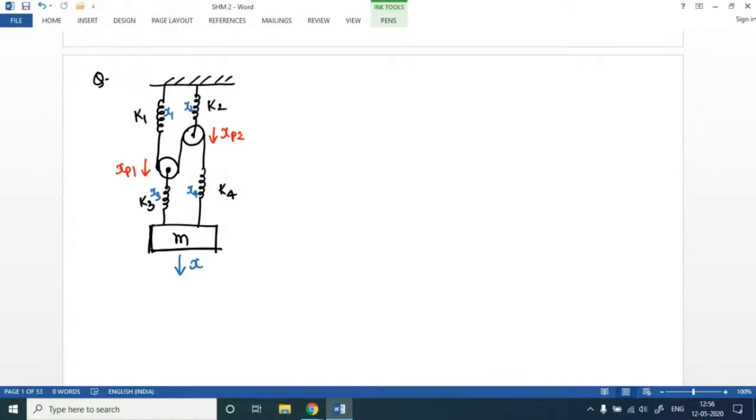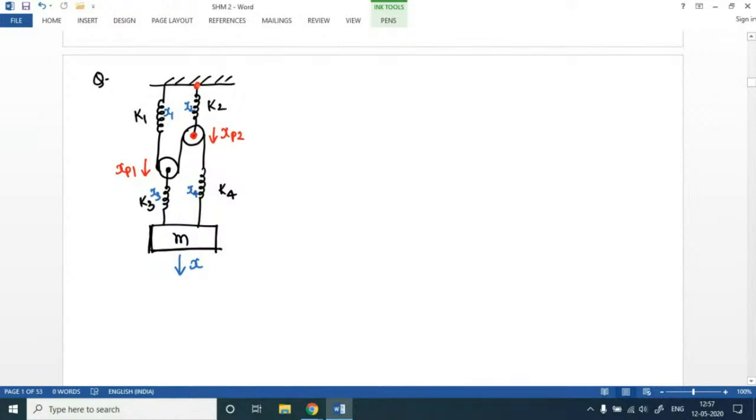Okay, so string constraint relationship you are familiar with writing most of the time. Net change in the length of the string, you equate it to 0. But in case of a spring, the net change in the length of the spring due to the movement of different points will not be equal to 0, but will be equal to the net elongation. Let's say, for example, let's first write the spring constraint relationship for this spring, the K2 spring.